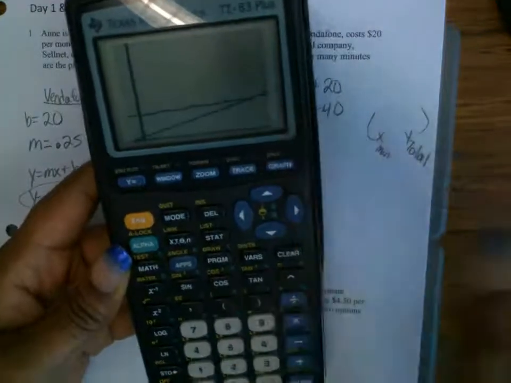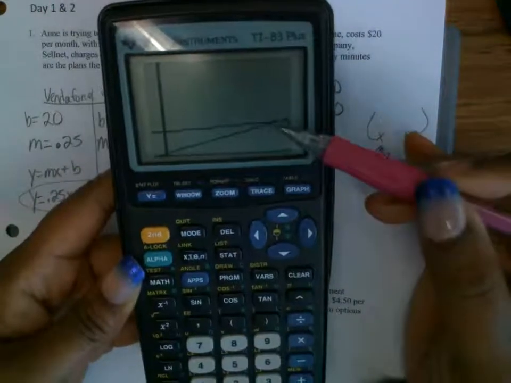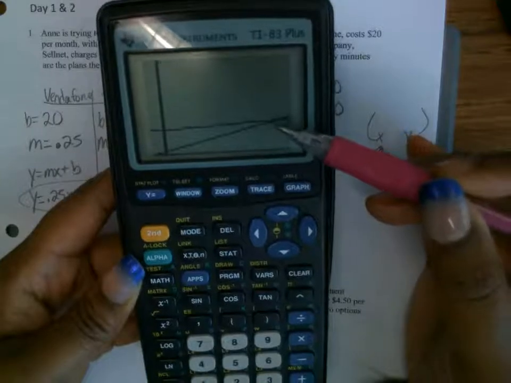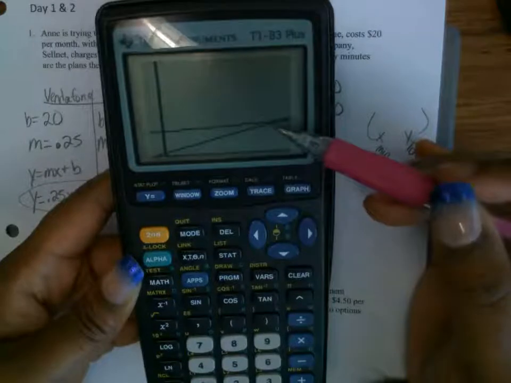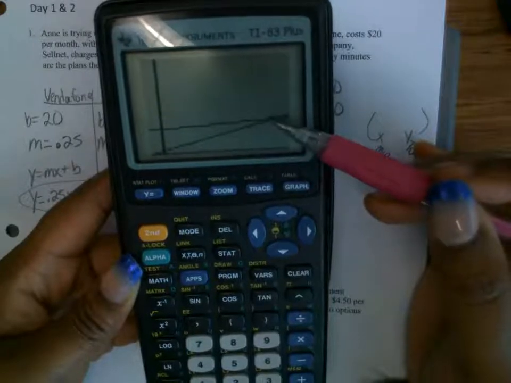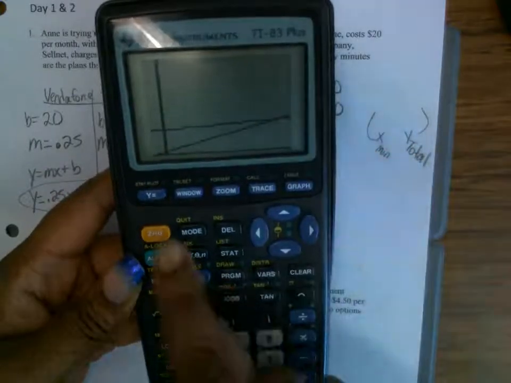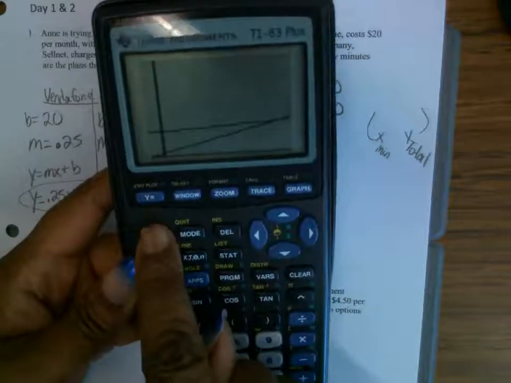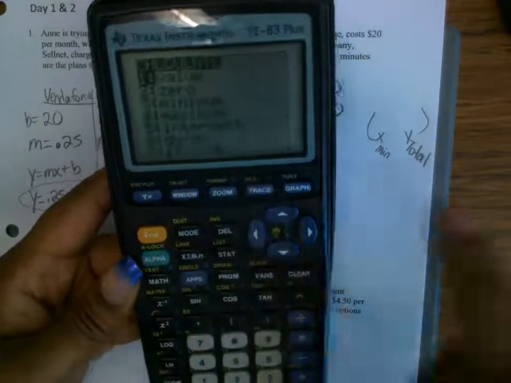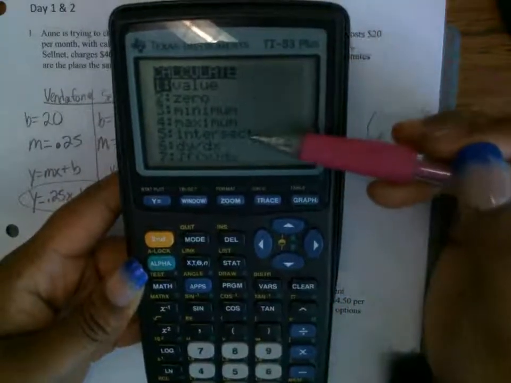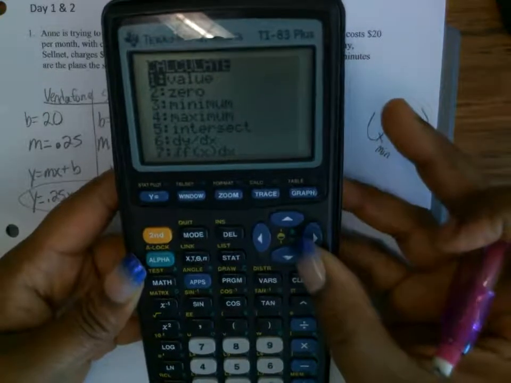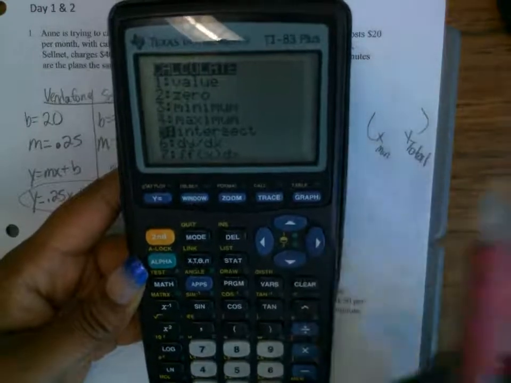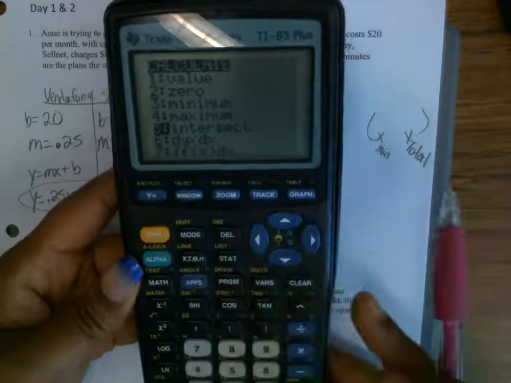Okay, so now I find the point. This is the point where it crosses right here. So Miss Reyes, how do you know what that point is? Very simple. The calculator will tell you what that point is. This is what you do. You press the second yellow button and trace, and it gives you options. You want to figure out where they intersect. So you're going to go down here and choose intersect. Where do they intersect?